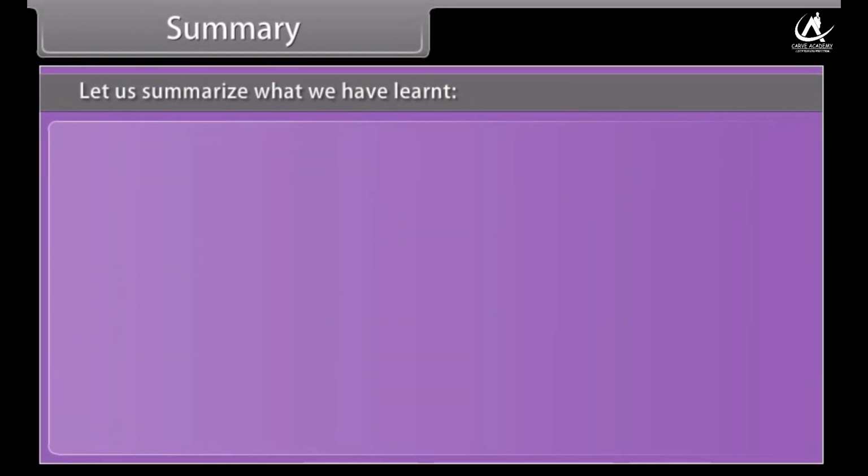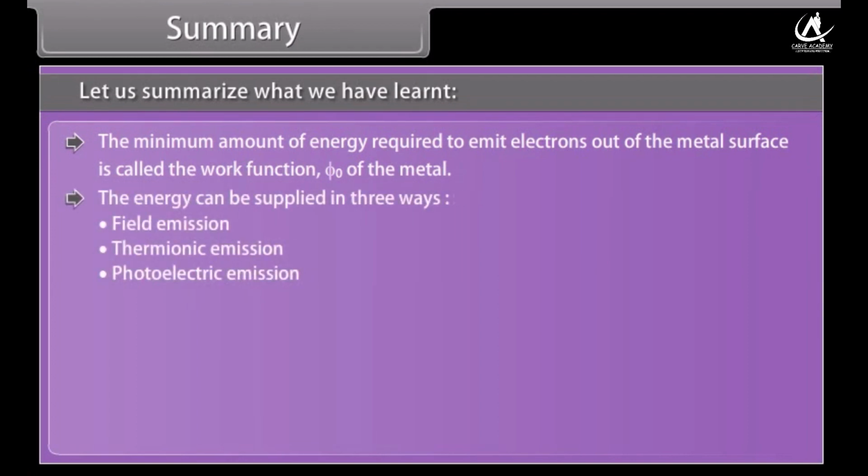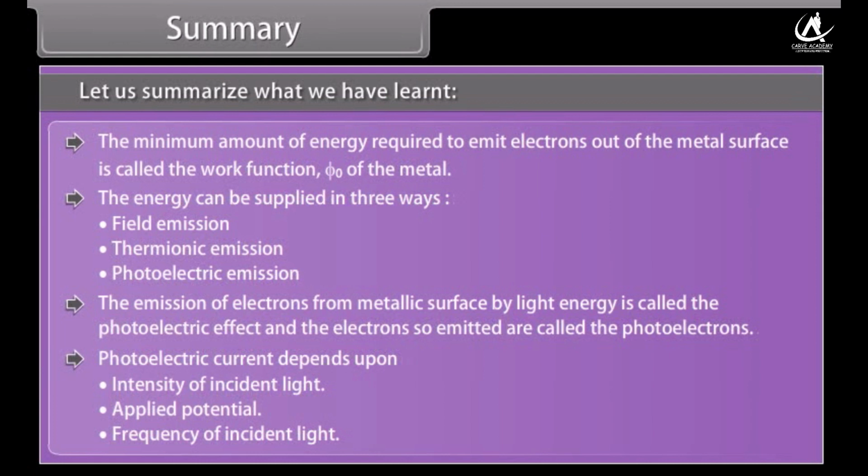Summary. Let us summarize what we have learned. The minimum amount of energy required to emit electrons out of the metal surface is called the work function φ0 of the metal. The energy can be supplied in three ways: field emission, thermionic emission, photoelectric emission. The emission of electrons from a metallic surface by light energy is called the photoelectric effect, and the electrons so emitted are called photoelectrons. Photoelectric current depends upon intensity of incident light, applied potential, frequency of incident light.